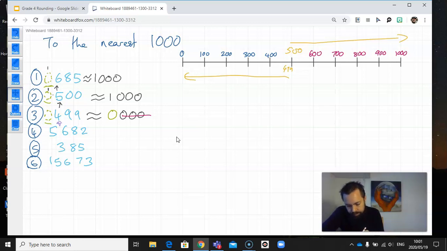Quickly, number 4. We're looking at the thousands. So we look to the hundreds to see if it rounds up or down. It rounds up. So we add 1 to our thousands, becomes a 6. Everything afterwards is zeros.